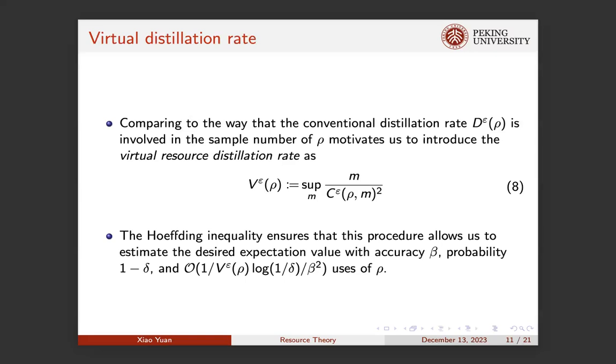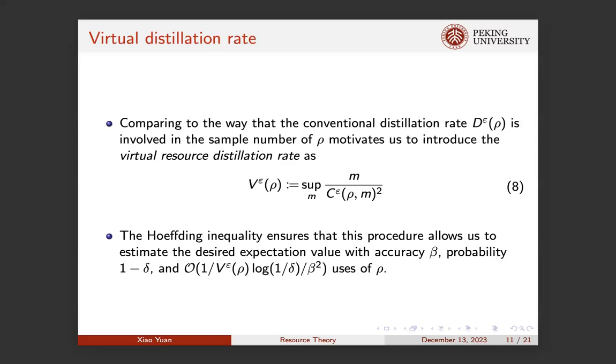So actually, the number of copies of rho is the same as for the conventional definition. This is why we normalize it by the c squared.